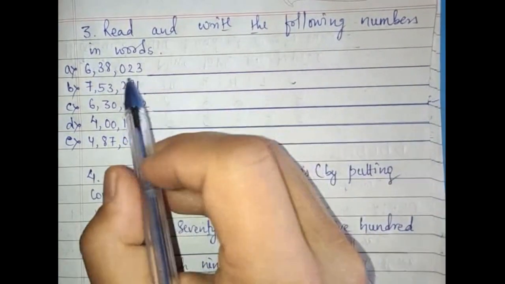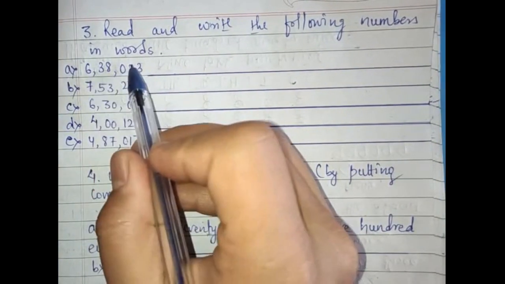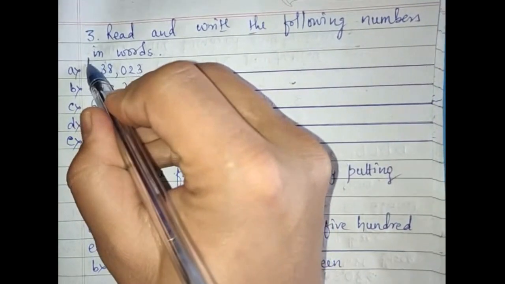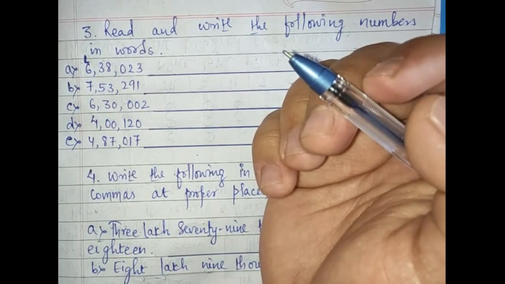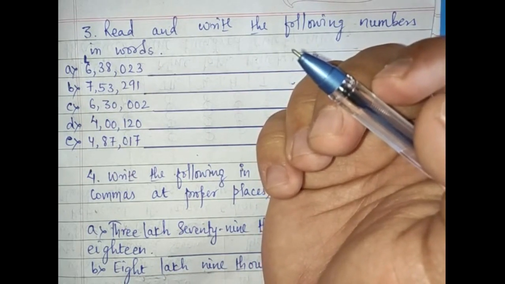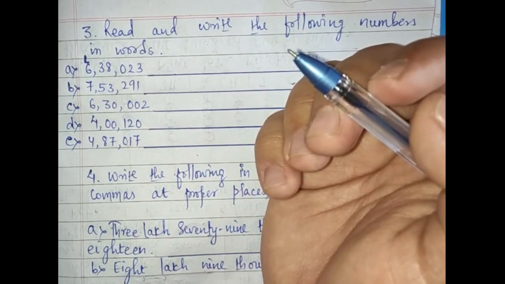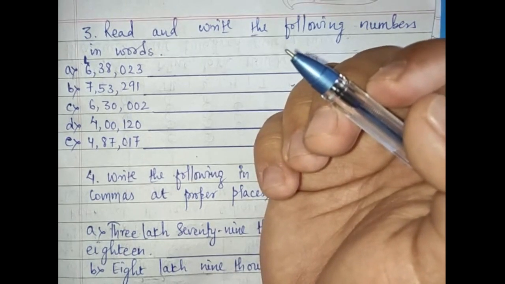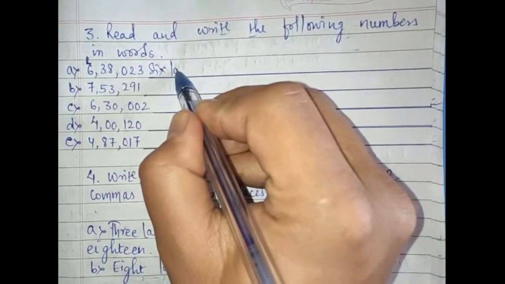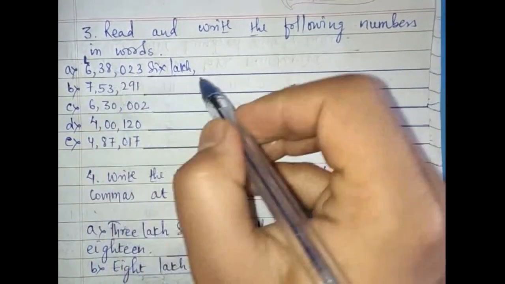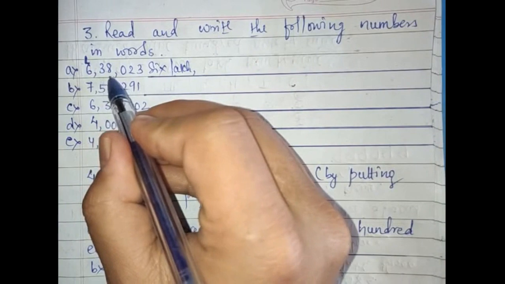Okay. So number A is 6-digit, so you will not be having a problem. Whenever you are having a 4-digit number, it will be in 1,000s. Whenever you are having a 5-digit number, it is 10,000s. Whenever you are having a 6-digit number, it will be in the form of lakh. All right, so it is in lakh. So write directly 6 lakh 38,000.